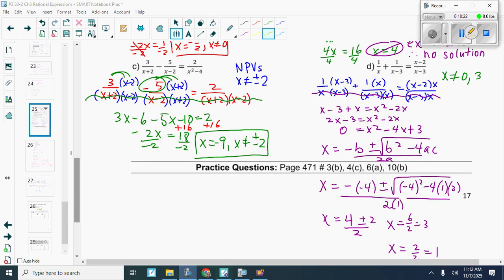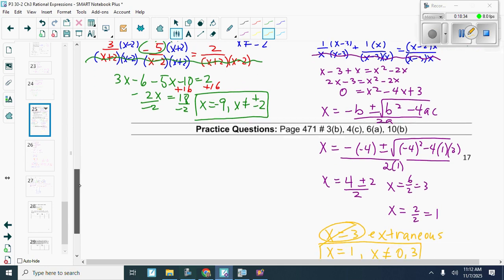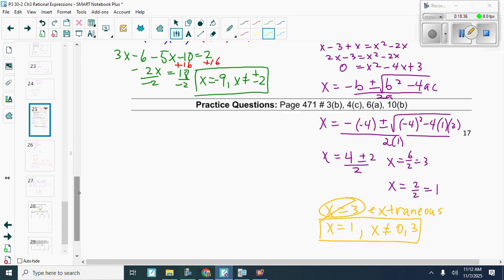All right, for those tuning in from home, we did some board work on D, so I'm just writing out the solution here. You can see that it turns into a quadratic, so we had to use the quadratic formula in order to solve it. Going all the way down, we had 2 solutions. However, when we checked with our NPVs, one was extraneous. So our answer is x is equal to 1 because x cannot equal 0 or 3.